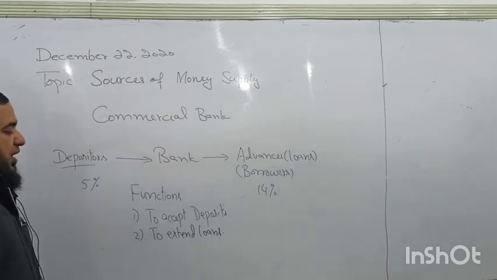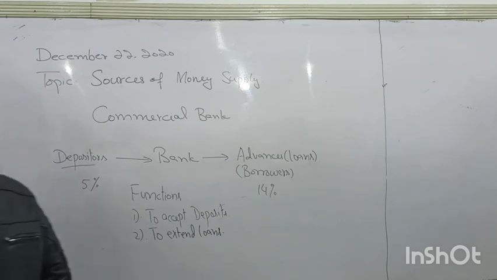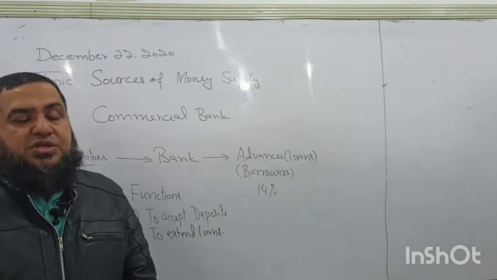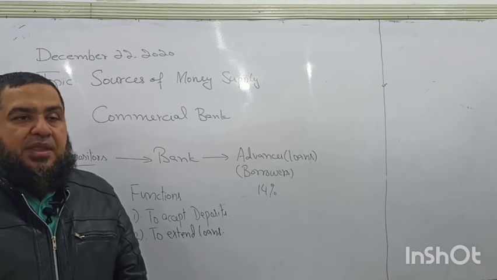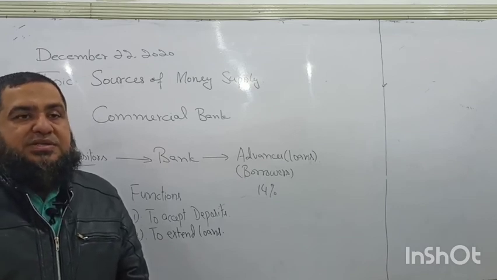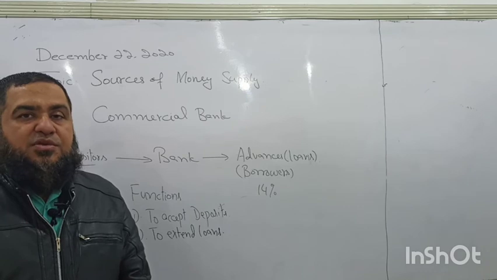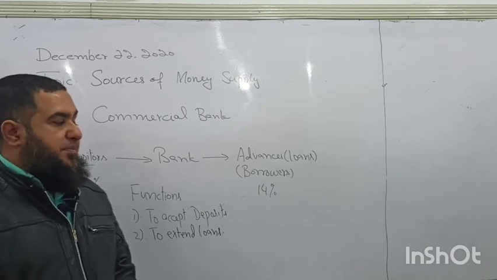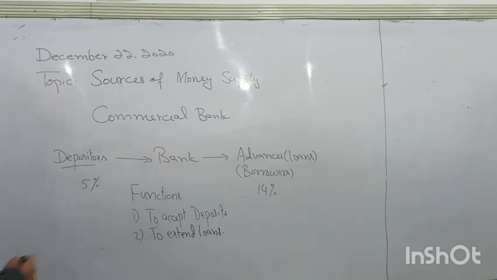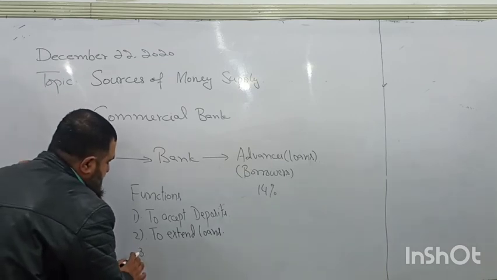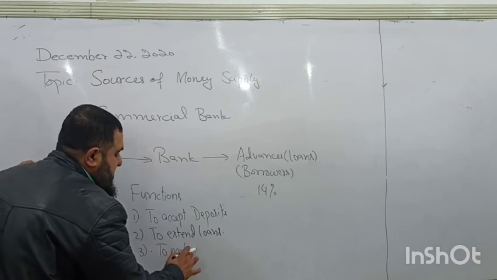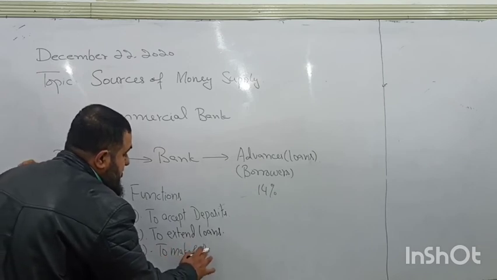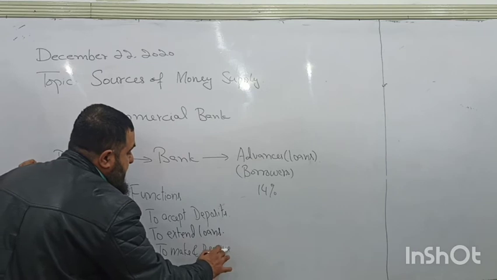And the long-term loans are for a year or more than that. In case of short-term loans, the rate of interest is high and the amount borrowed is less. But in case of long-term loans, the rate of interest is lower, but the amount borrowed can be high. So these are the loans. What are the other functions? To make and receive payments. This is on behalf of the businesses.